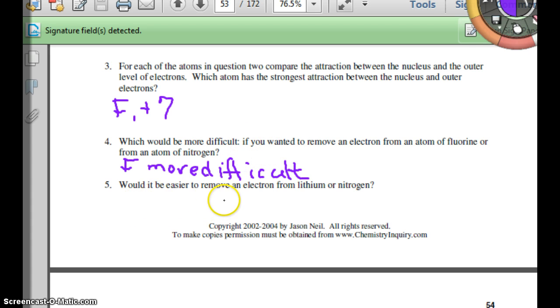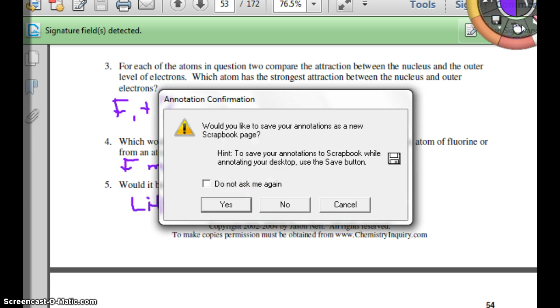Would it be easier to remove an electron from lithium or nitrogen? And once again, hopefully you're seeing that lithium does not have a strong pull on that electron. It only has a +1, whereas nitrogen has a +5 pulling on those electrons. So lithium would be the better choice in this one as well. So number 5, lithium would be our better choice.